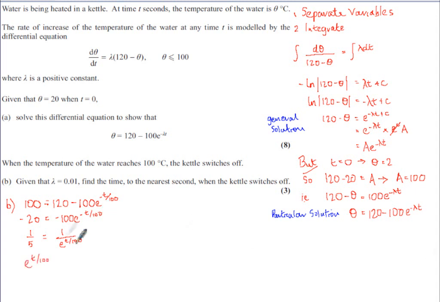So if we reciprocate both sides, I've got e to the t over 100 is equal to 5, and then take logs both sides. t over 100, which gets rid of the e, is equal to log 5, so t equals 100 log 5, and put that in the calculator. Now we get 160.94379 and so on, but we want it to the nearest second, so round to the nearest second, that's 161 seconds, and the job's done. Nice straightforward example, I think, of separating variables and integrating to solve a differential equation.